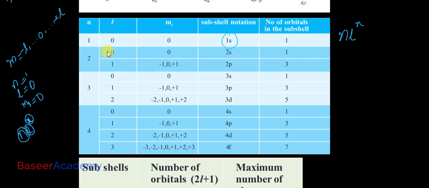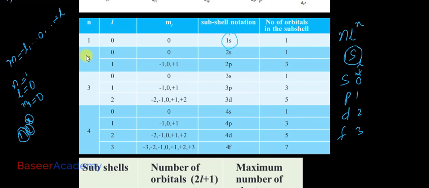The value of N is 1, so in place of N, I'm going to write 1. The value of L is 0. 0 means it is the s subshell, right? So this will be 1s. If you forgot already, write it once again. s, p, d, f: the value of L for s is 0, for p is 1, d is 2, f is 3. Just write it down like this, L: 0, 1, 2, 3.